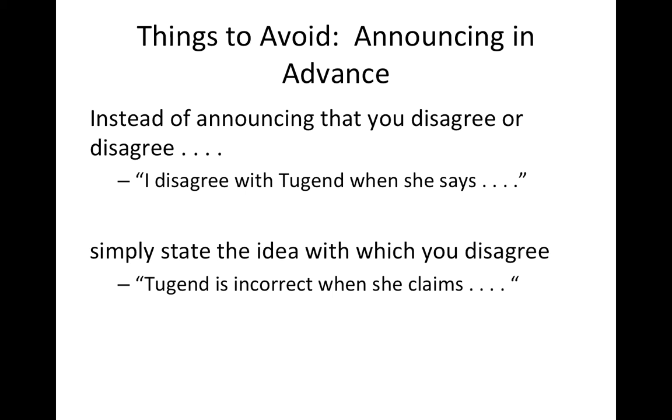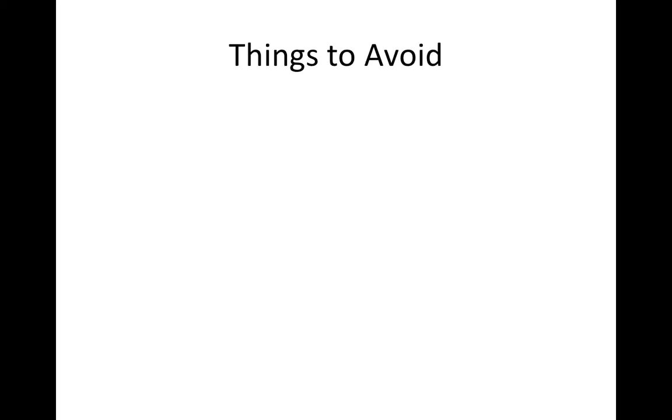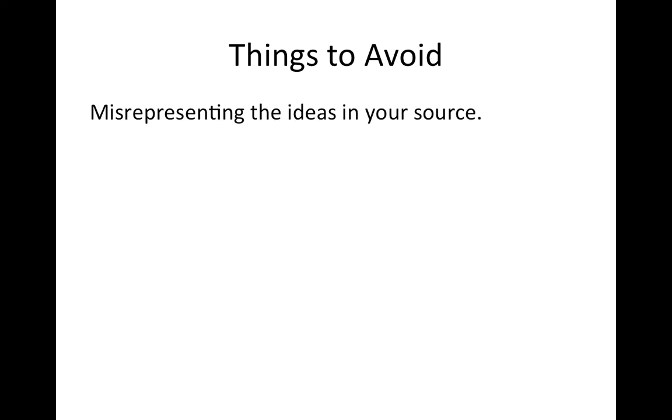Basically, what I did is just flip the sentence and take out the first person. Tujend is incorrect when she claims. So there, I'm disagreeing with Tujend, but I'm not announcing that I'm about to disagree with Tujend. Hopefully you can see the difference there. Here's another thing to avoid. Please be careful that you represent the ideas in your sources accurately.